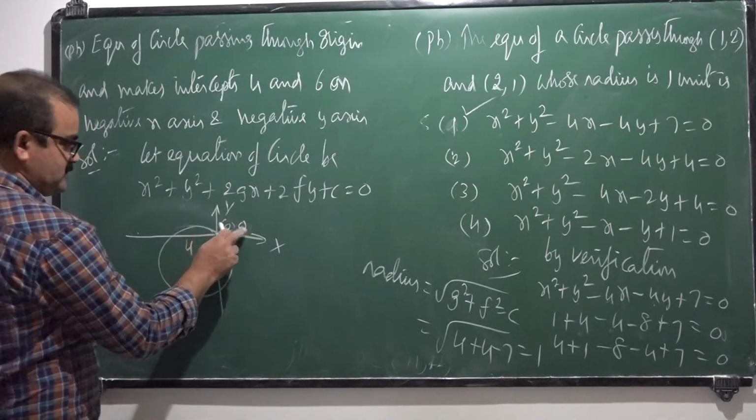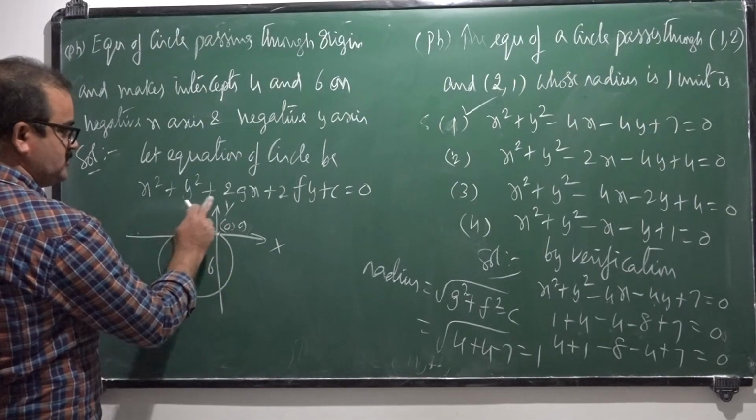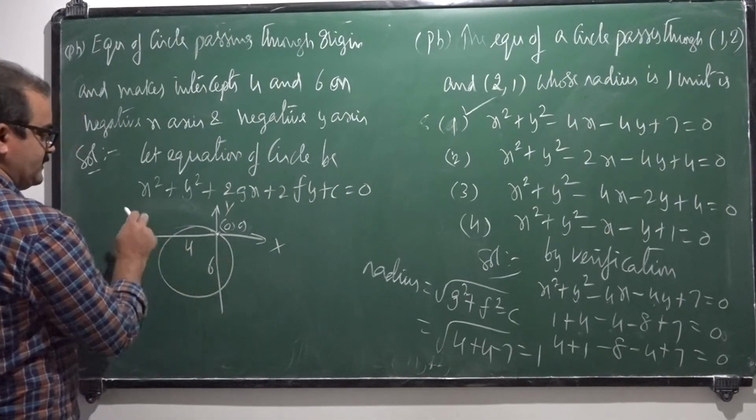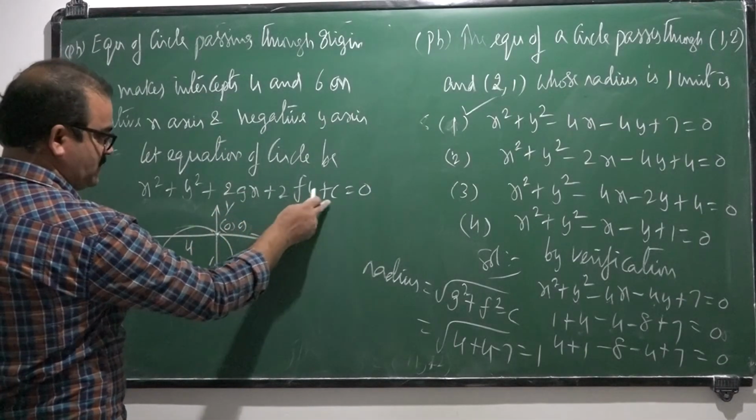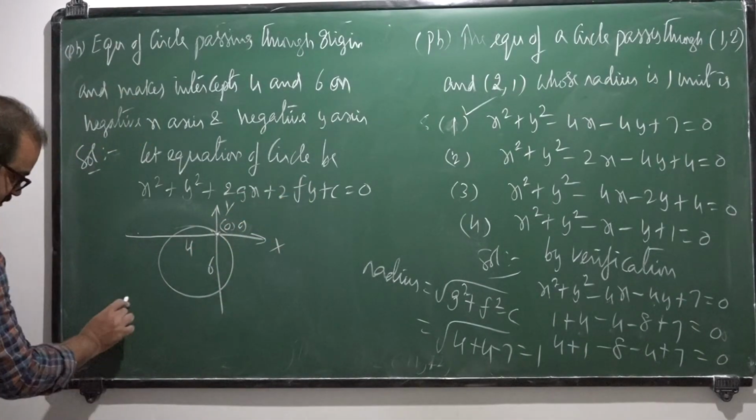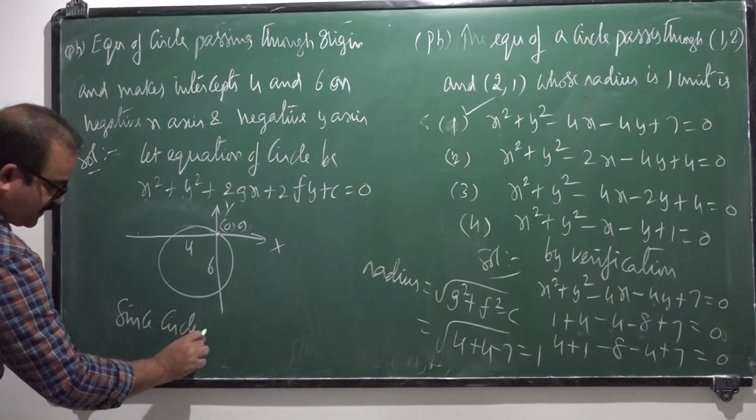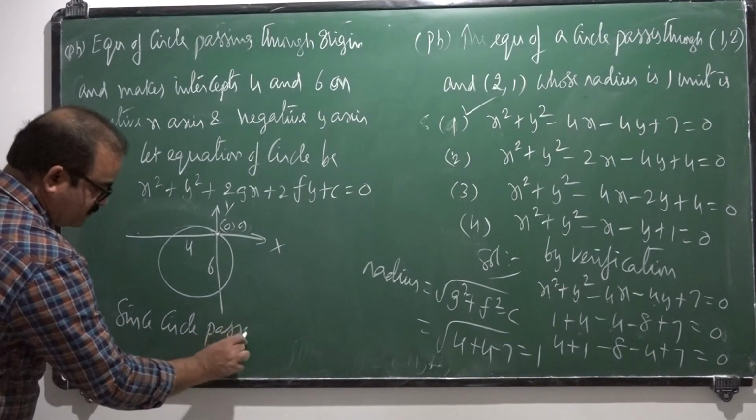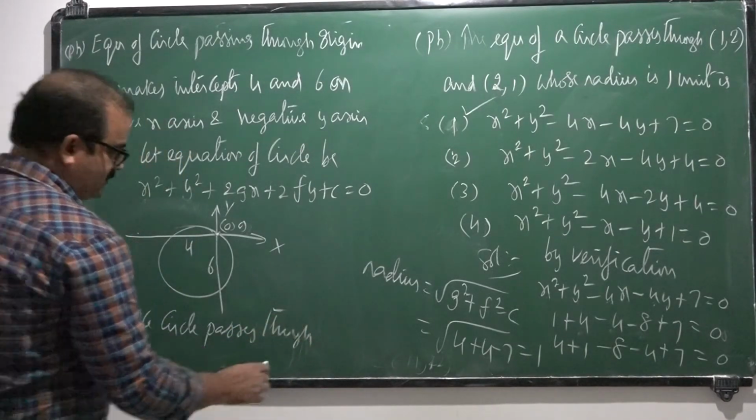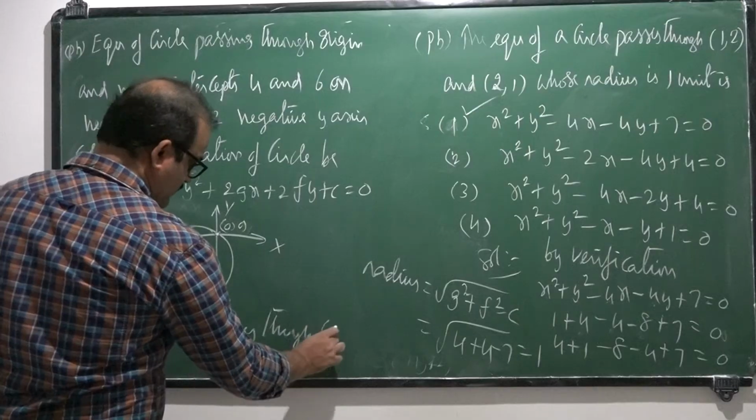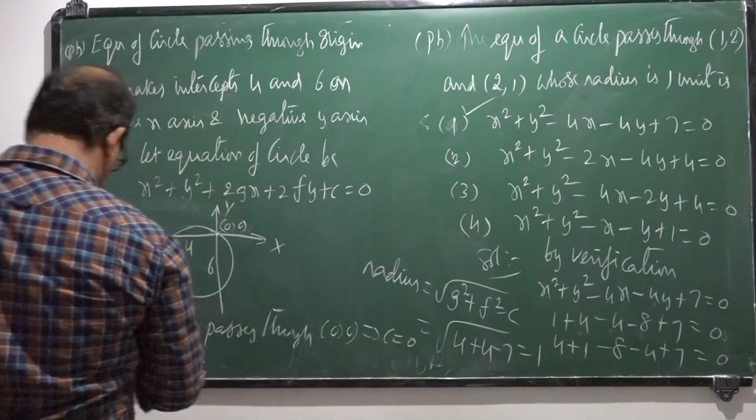This circle passes through origin, that means substitute the point 0, 0 in this equation. What we get? 0 plus 0 plus 0 plus 0 plus c is equal to 0. Since the circle passes through the origin 0, 0, we get c is equal to 0.